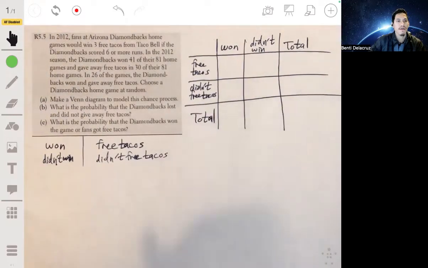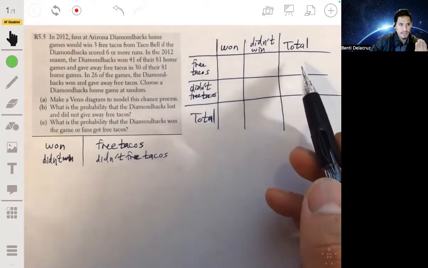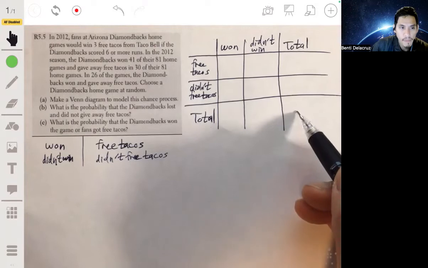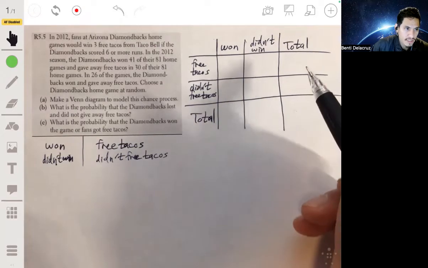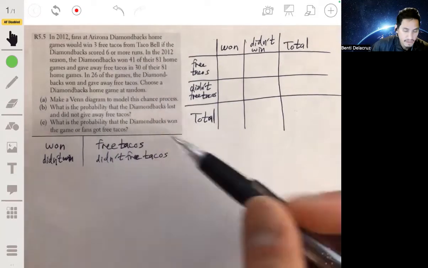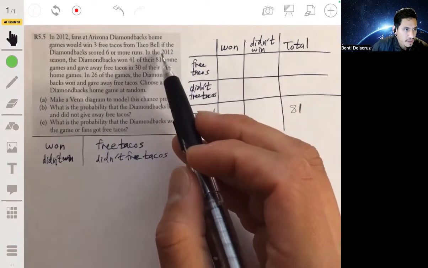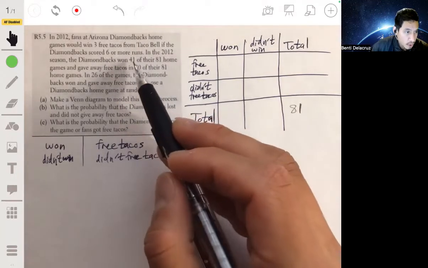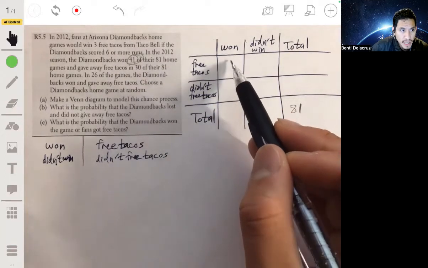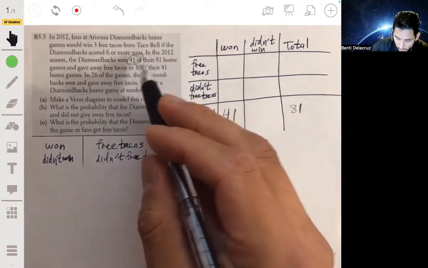Okay, now from here, you fill in the blanks with the proper numbers. And I usually advise to start with the totals, because those are usually easier to figure out. So remember, the bottom right represents the total, everything, the total number of events that happen. What we're dealing with is 81 home games, so the total is 81. Let's read this a little more carefully. It says that in the 2012 season, the Diamondbacks won 41 of their 81 home games. So let's look at the win column, and the total number of wins is 41. So we put that here.